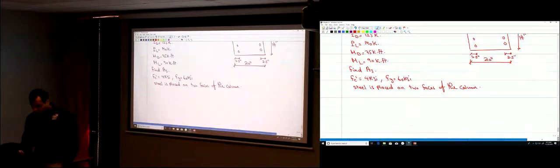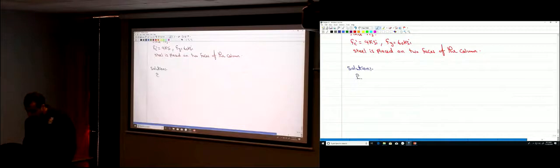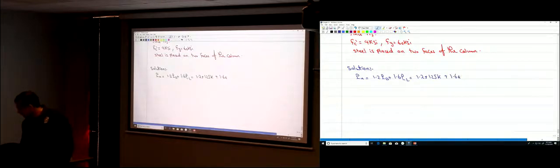So now, for this column, you're given the compression force due to the dead load and the live load. P ultimate is 1.2 multiplied by P dead load plus 1.6 multiplied by P live load. So 1.2 multiplied by 125K plus 1.6 multiplied by 140K. So this is 374K.